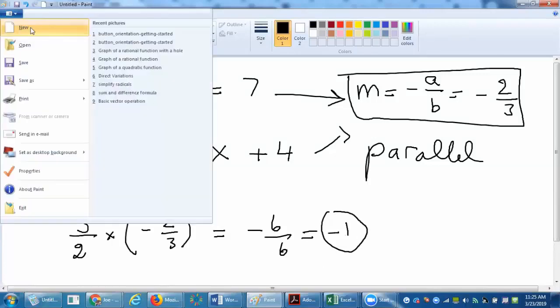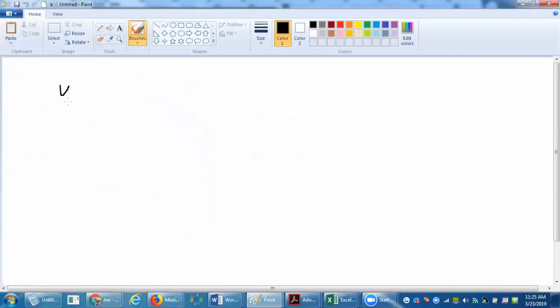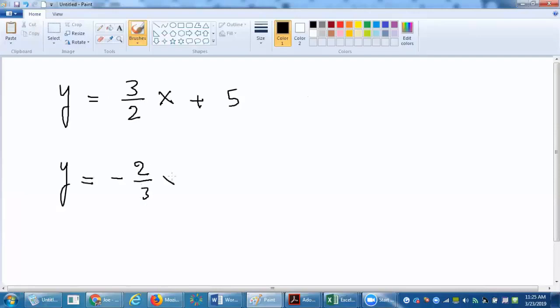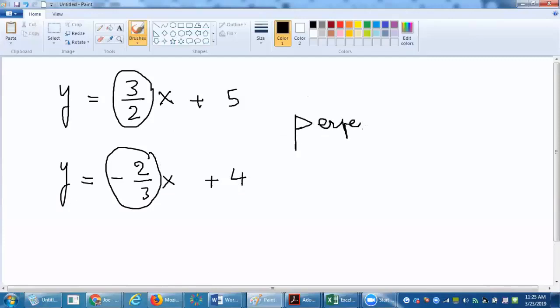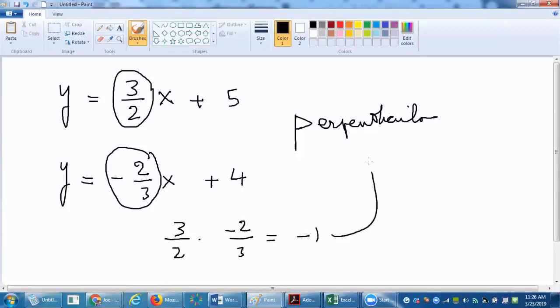Let's take an example. So y equals 3/2 x plus 5 and y equals negative 2/3 x plus 4. The slope of this line and the slope of this line are negative reciprocals of each other. Therefore, these two lines are perpendicular. Also, to be on the safe side, if you multiply them, 3/2 times negative 2/3, you will come up with -1. Therefore, these two lines are perpendicular.